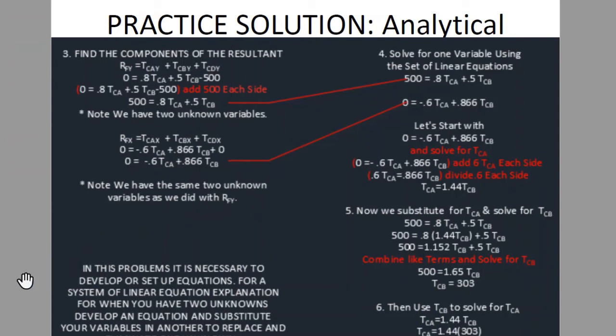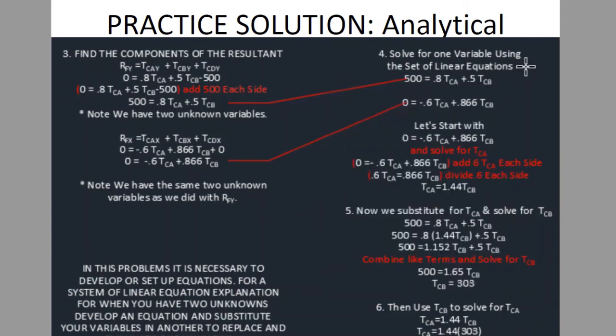In this problem, it is necessary to develop or set up equations. For a system of linear equations, when you have two unknowns, develop an equation and substitute your variables in another to replace and eliminate one unknown. So let's see here. We now have our two equations. This one right here and this one right here. So we combine those. So let's set this up.